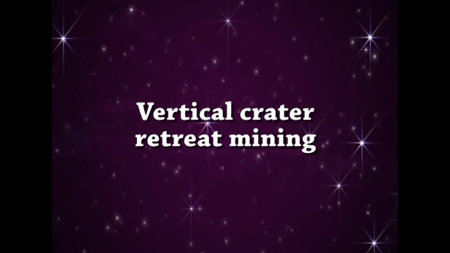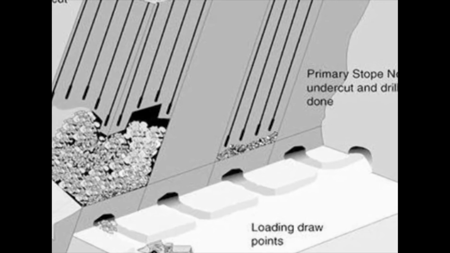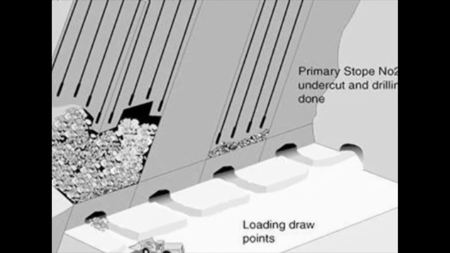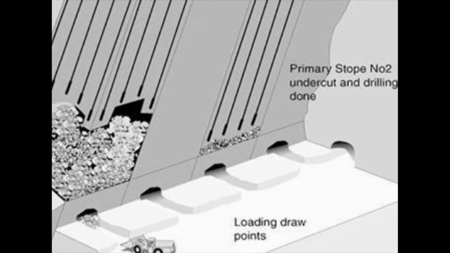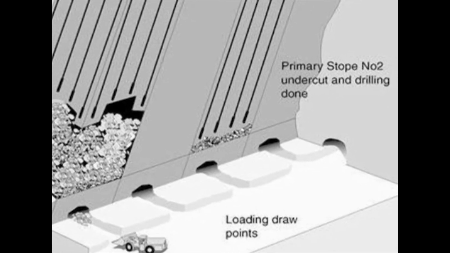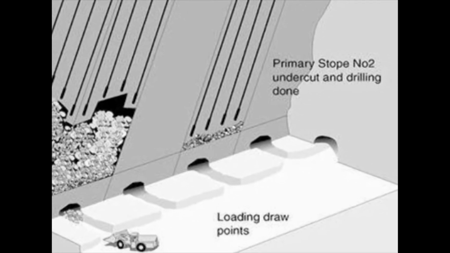Vertical crater retreat mining. Vertical crater retreat, VCR, mining is applicable to mineralization in steeply dipping strata. However, it uses a different blasting technique, breaking the rock with heavy concentrated charges placed in holes, that is craters, with very large diameter, about 165 millimeters, to about 3 meters away from a free rock surface.